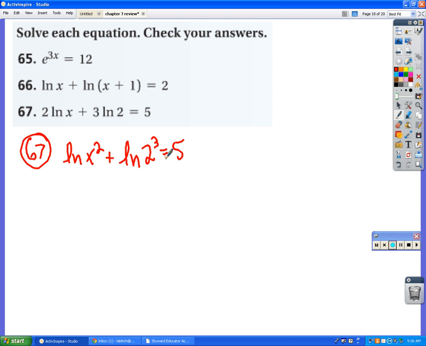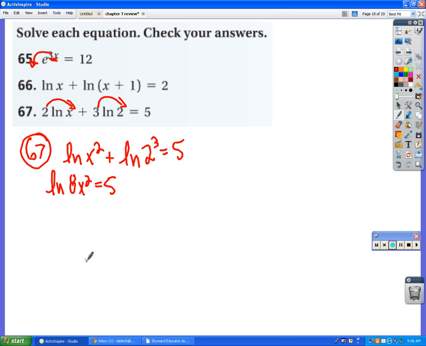equals 5. Sometimes we'll take the 2 and bring it down in front of the log. That's if it's a variable. I don't get when to do that. If it's a variable in the exponent, that's when you bring it down in front. But these are not variables, so I have to do the other way around. We combine those two because addition is the same as multiplication. Also, 2 to the third equals what? 8. So this really simplifies to the natural log of 8x squared equals 5.